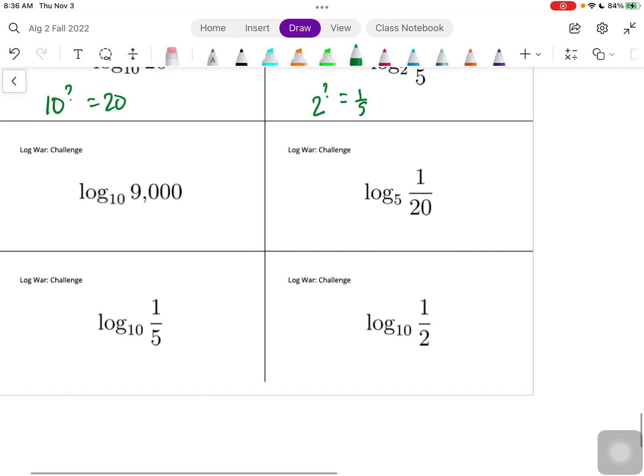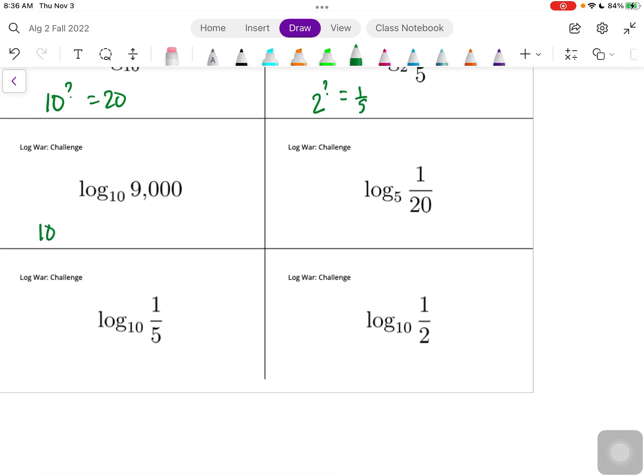Let's see. We've got 4 more. So we have 10 to the what is equal to 9,000. So we already know that 10 cubed is equal to 1,000. And then 10 to the fourth is equal to 10,000. So we know it's between 3 and 4, but closer to the 4 because 9,000 is closer to 10,000.